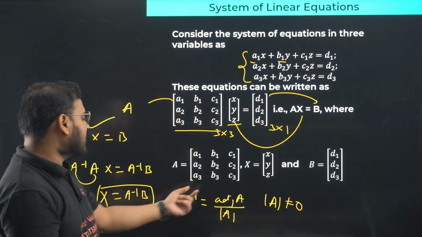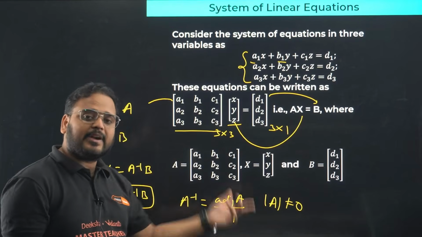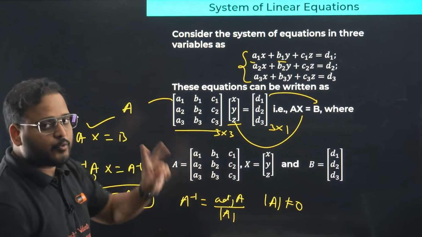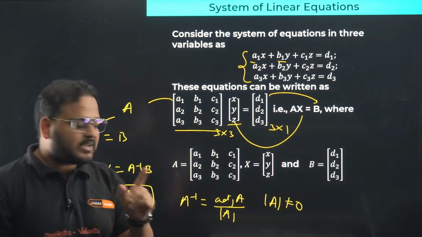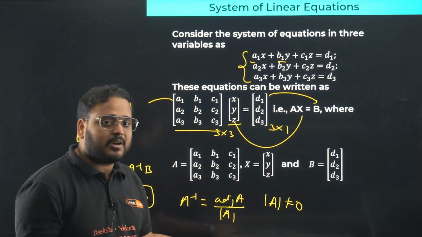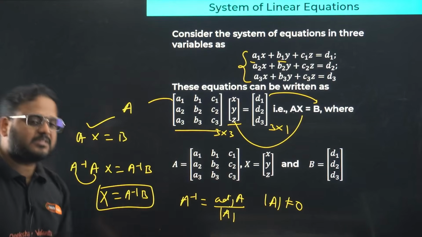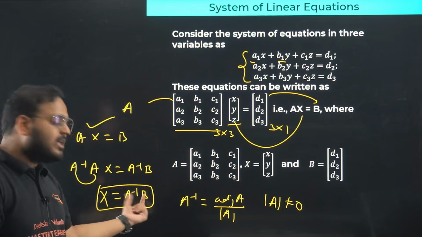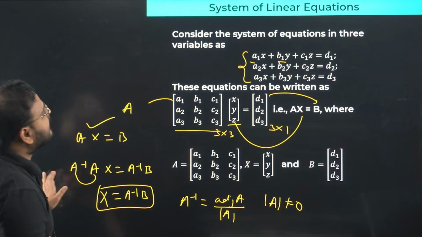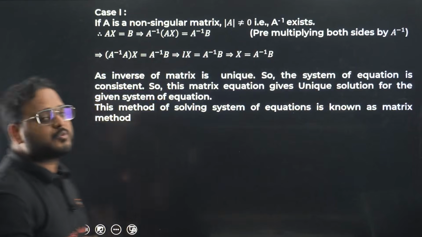From that you can find the adjoint first. How do you find the adjoint? I also gave you tricks, shortcuts for 2 cross 2 and 3 cross 3 matrices, use that to find the adjoint. Divide by the determinant itself to get the inverse. Use the inverse multiplication with B to get the value of X. So this is a system of equations, and such questions are to be solved by this method.